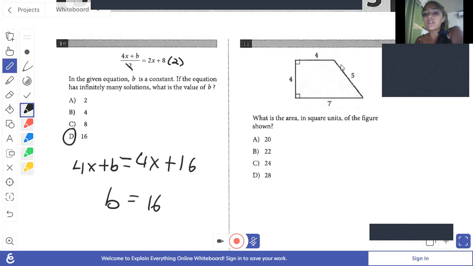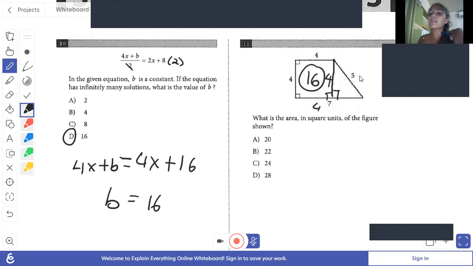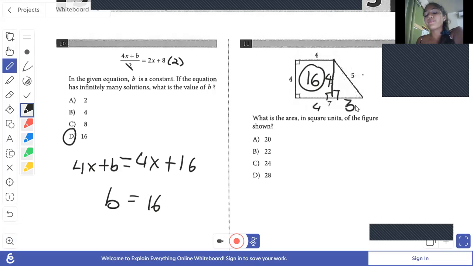What is the area in square units of the figure shown? So over here, I see this is a square and a triangle. So I'm going to draw an imaginary line here. And we know that this is 4 and this is 4. So this is a square which has an area of 16 square units. And then we have this triangle here. It's obviously a right angle triangle because since this is 90, this has to be 90. So this is a right angle triangle, and I know this is 5, this is 4, so this must be 3 because 3, 4, 5 is a Pythagorean triplet.